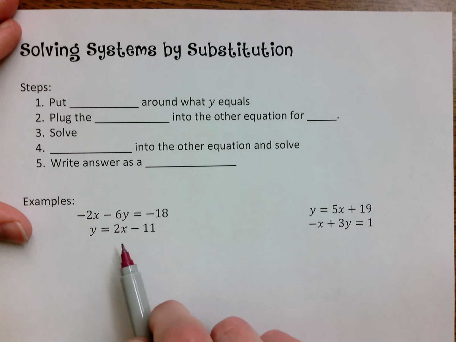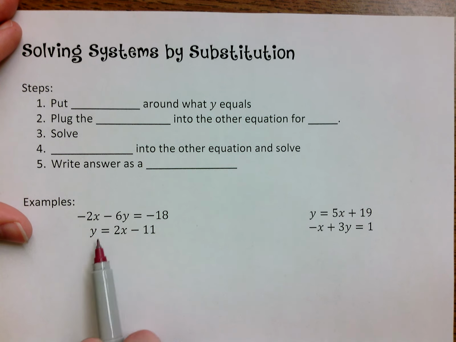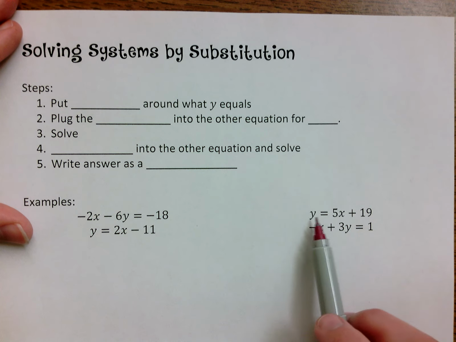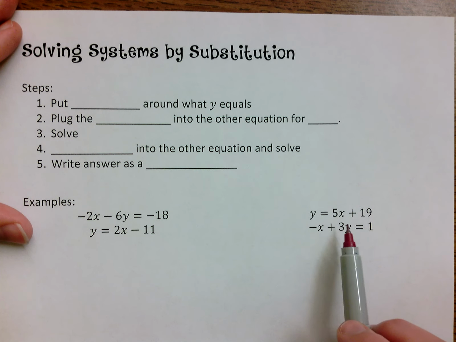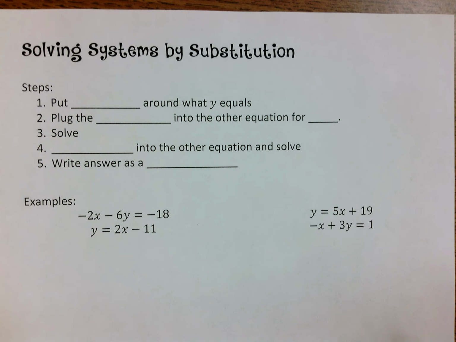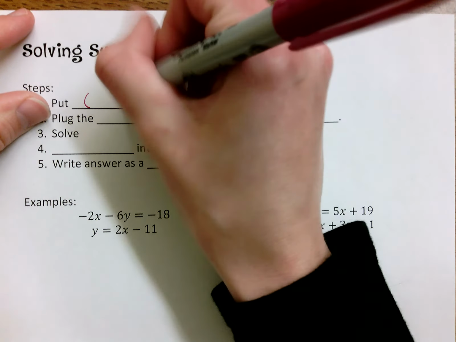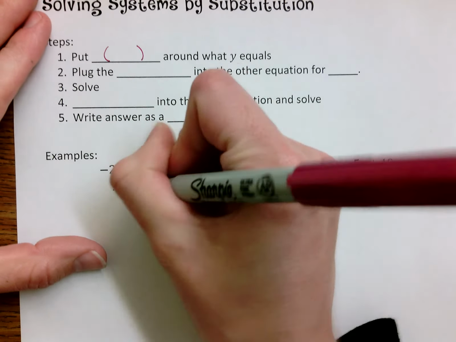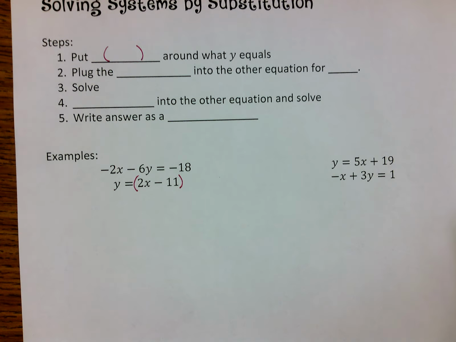All right, so the first thing that we're going to do is you are always going to have one equation that says y equals something. See how in this example, the second equation is y equals something? And in this example, the first equation says y equals something. So the first thing that you're going to do is put parentheses around what y equals. Like this guy, my first step, I'm going to put parentheses around the part that y equals.